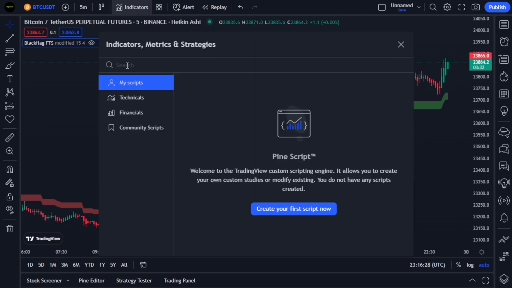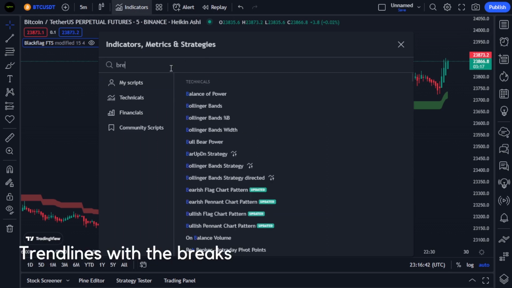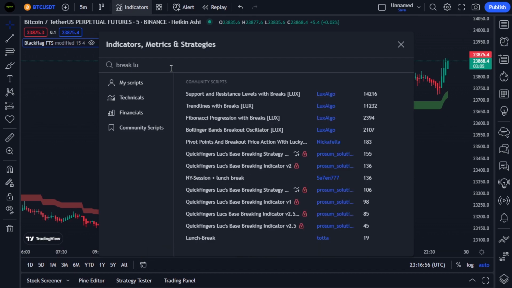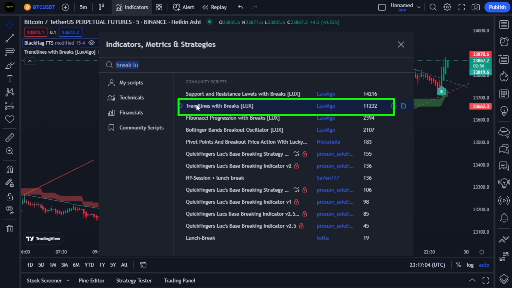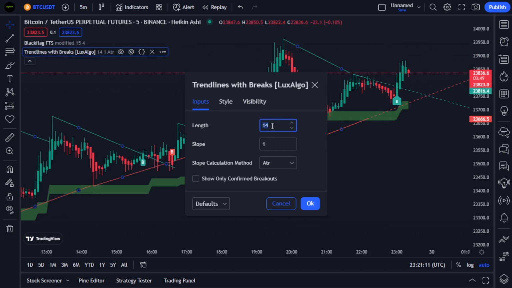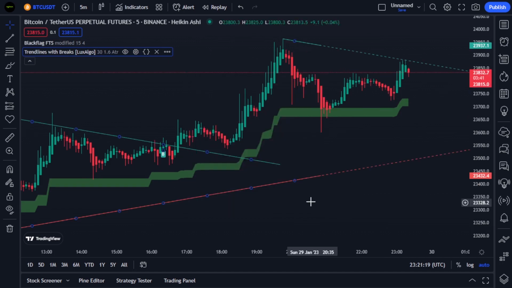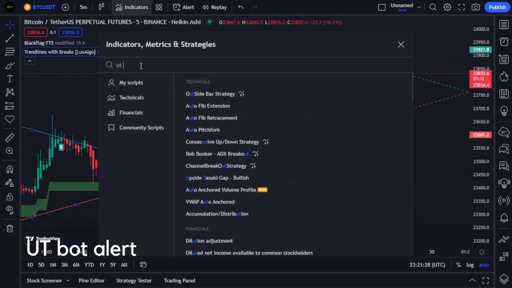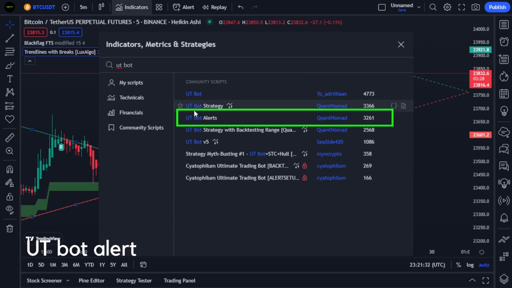For the second indicator, we will search for Trendlines with Breaks by LuxAlgo. Go to settings and change length to 30 and slope to 1.6. And for the third indicator, we will add UT Bot Alerts. By the way, I changed the settings.